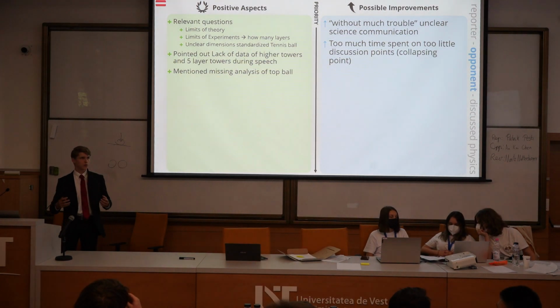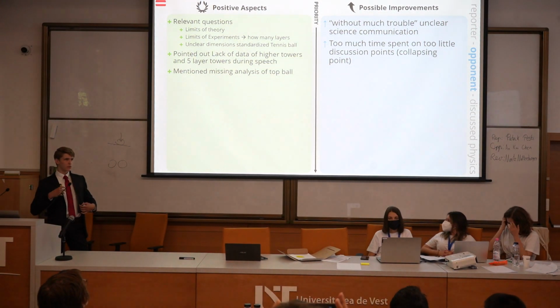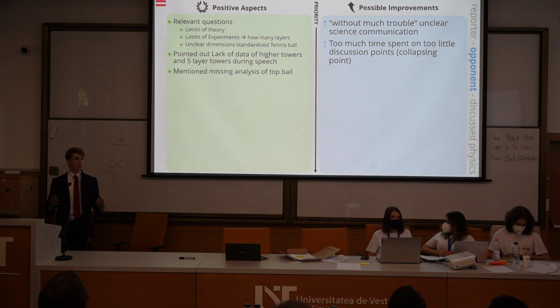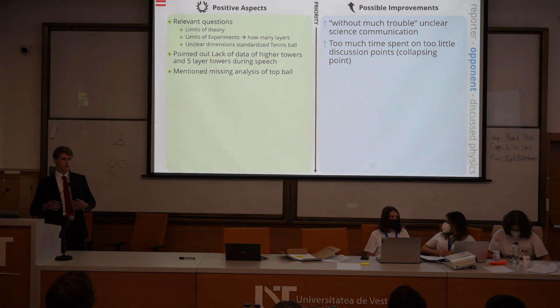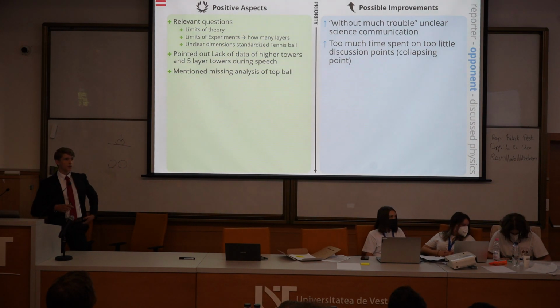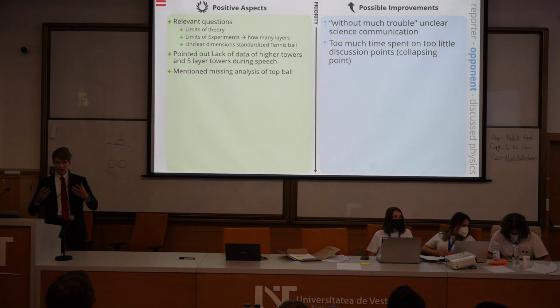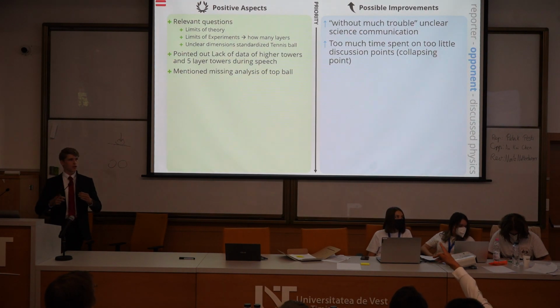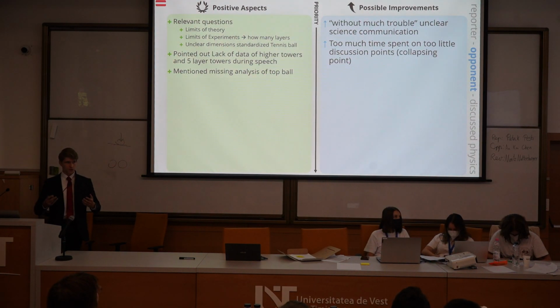Now let's move on to the opponent. He asked very relevant questions in his question phase, like questions about the limits of the theory and limits of experiments, so how many layers are possible with a structure like this, and about the unclear dimensions of the standardized tennis ball. He pointed out a lack of data of towers exceeding a height of 5 levels during his speech, and he also mentioned missing analysis of the role the top ball plays in this structure.